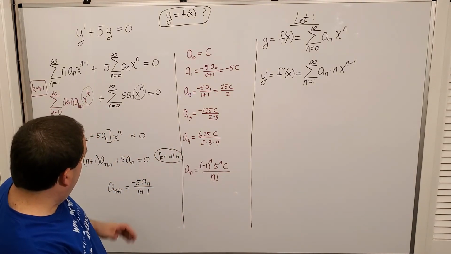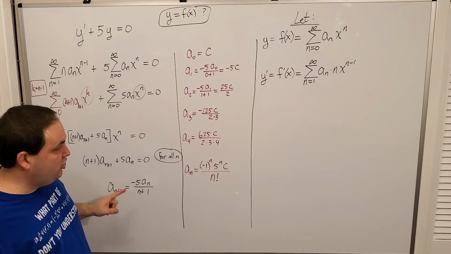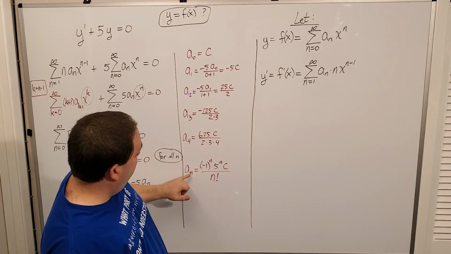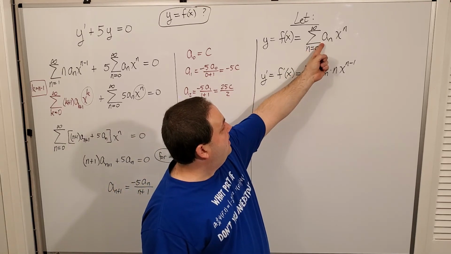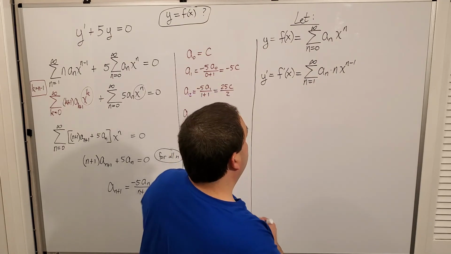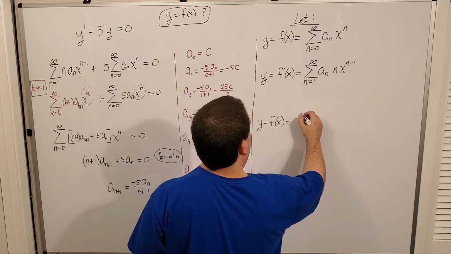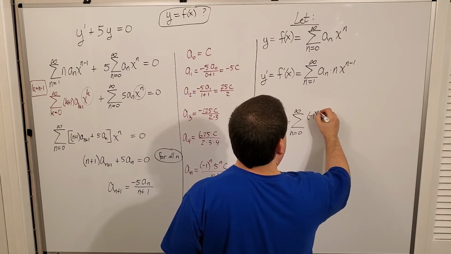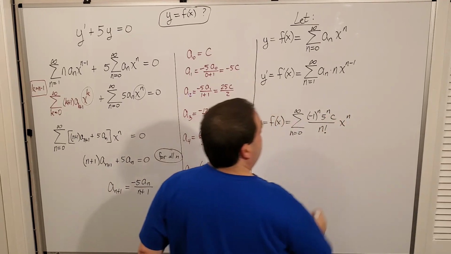Okay? So I was able to get this to a point where I could get some sort of relationship among the sequence terms themselves. Then I could build this list so that I could make the generic term of what A sub n is. Once I build A sub n, guess what? I can plug it back in and see if I can make a function out of that. So my function, my solution, y, is the function defined by this series, where I have negative 1 to the n, 5 to the n, C over n factorial times x to the n.